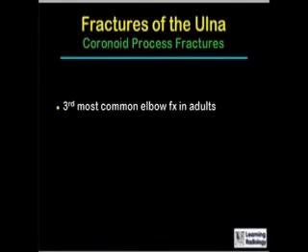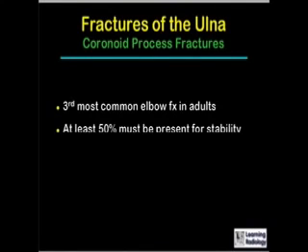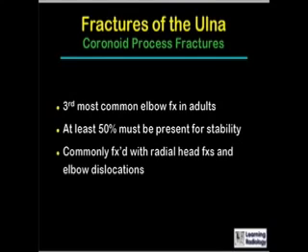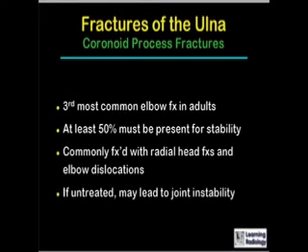Fractures of the coronoid process of the ulna are the 3rd most common elbow fracture in adults. At least 50% of the coronoid process must be intact in order for the elbow joint to maintain its stability. The coronoid process is commonly fractured along with radial head fractures and with elbow dislocations. If untreated, they can lead to joint instability.